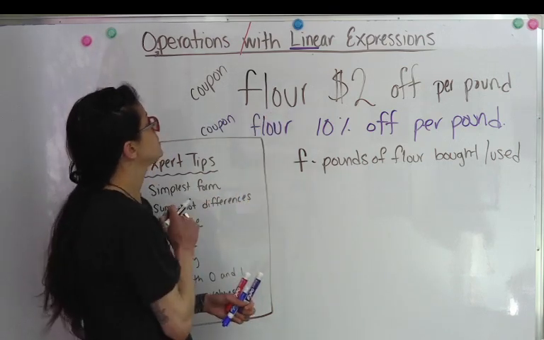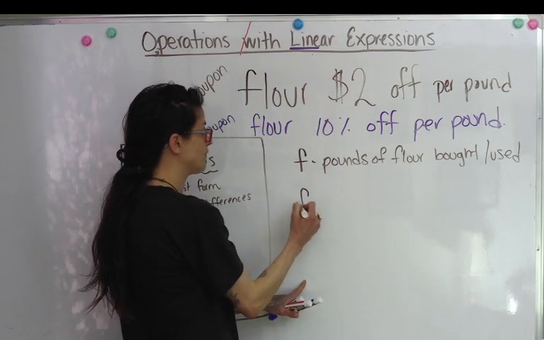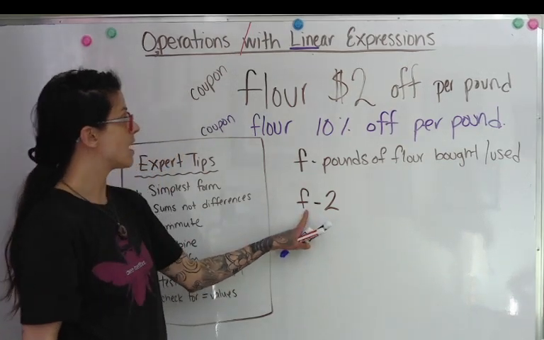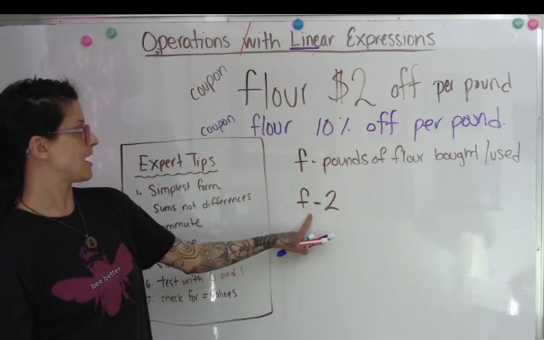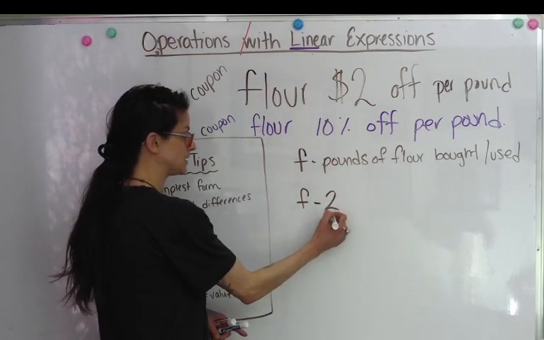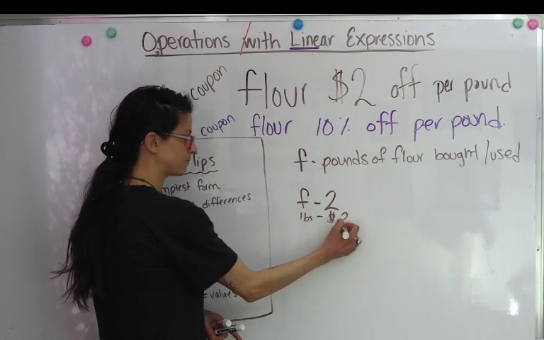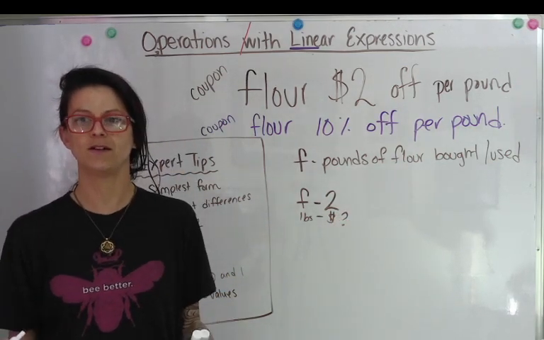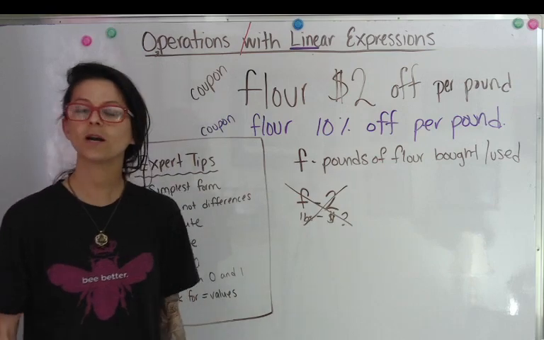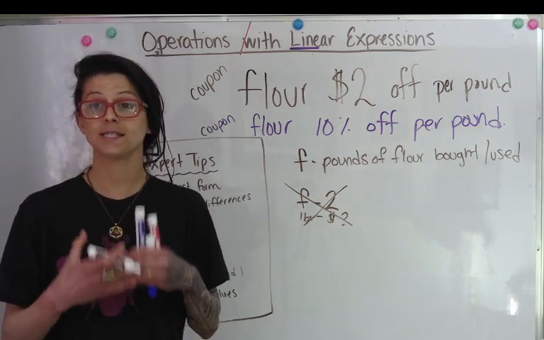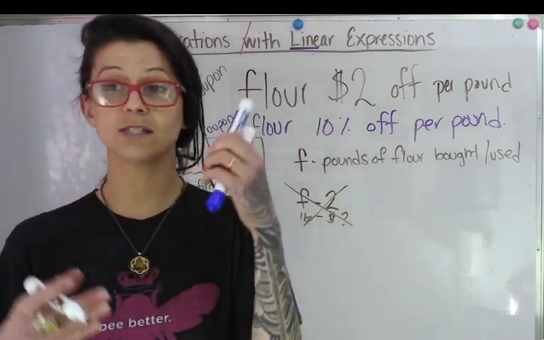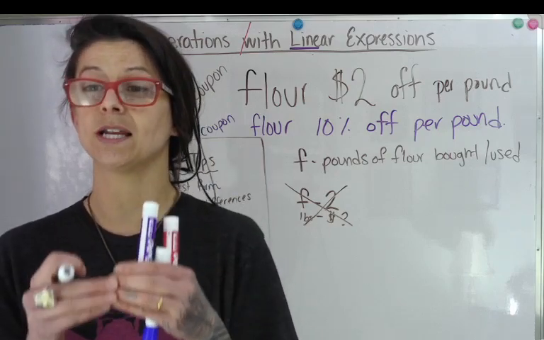Now, for the brown coupon situation, for every pound of flour, we get to take off $2. So, the pounds of flour bought or used, can I do this? Can I subtract dollars from pounds? No, I can't. This doesn't work, because these are not measuring the same unit of measure. Whenever I'm forming an expression, I need to ask myself, what's the variable and the constant representing, and they need to be representing the same unit of measure.